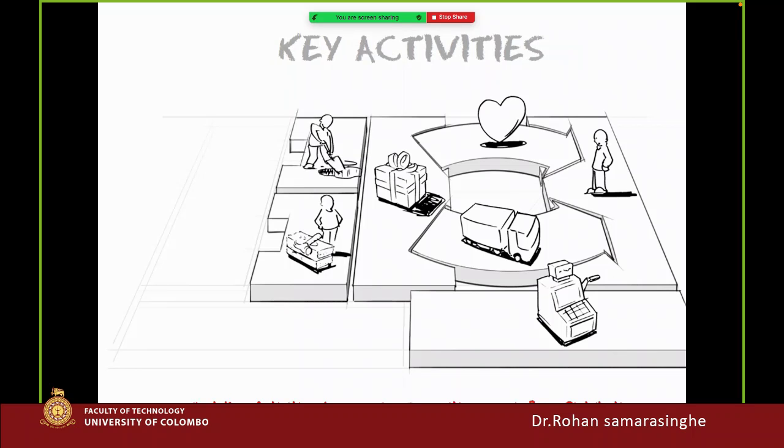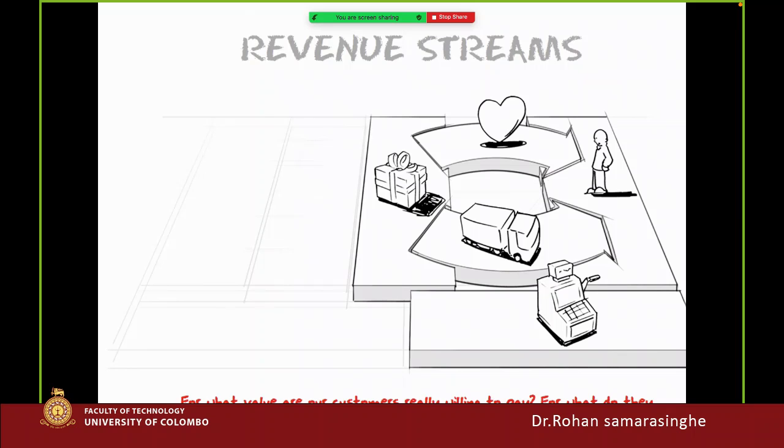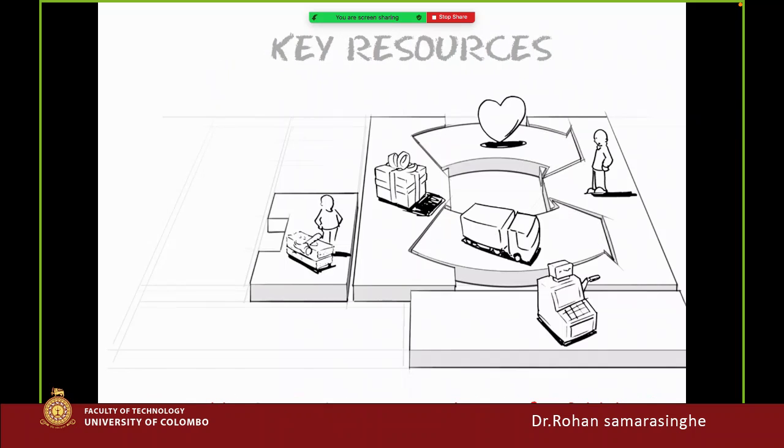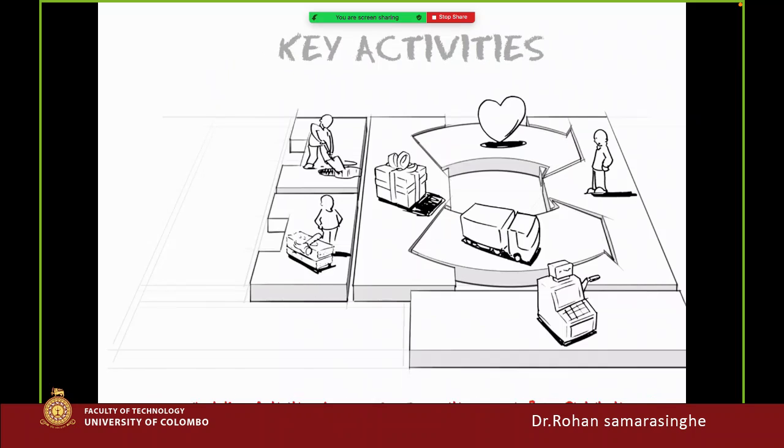Next one is key activities. What are the key activities? What key activities do your value propositions require? The value proposition is what value we deliver to the customers, and here key activities means what key activities your value proposition requires. So you can think that each of these canvases is interconnected with the others.